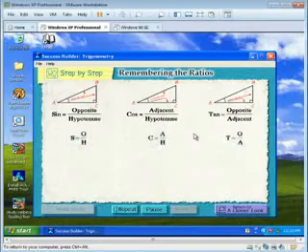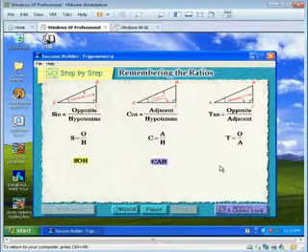One more time. Sine equals opposite over hypotenuse. Cosine equals adjacent over hypotenuse. Tangent equals opposite over adjacent. That looks like SOHCAHTOA.